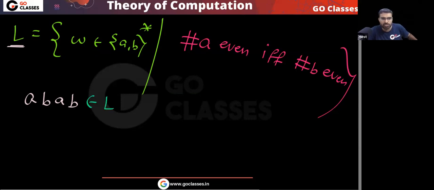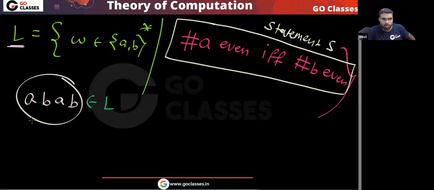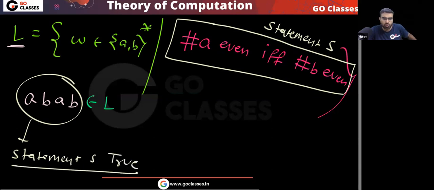Why? Because for this string, this statement is true. See, this entire statement, let's call it statement S. So tell me, for this string, is statement S true or not? That is true, because you can easily notice. Let's assume this is P, and let's assume this is Q.